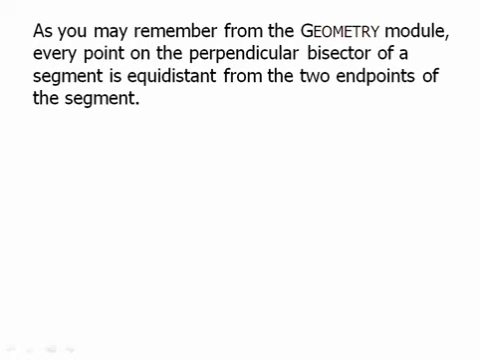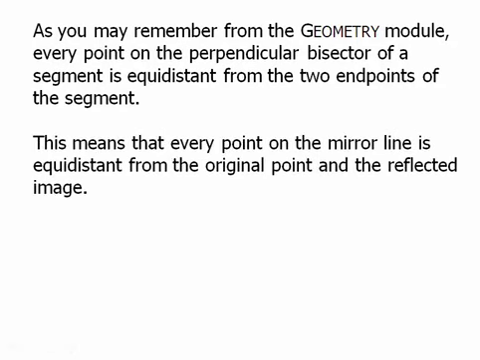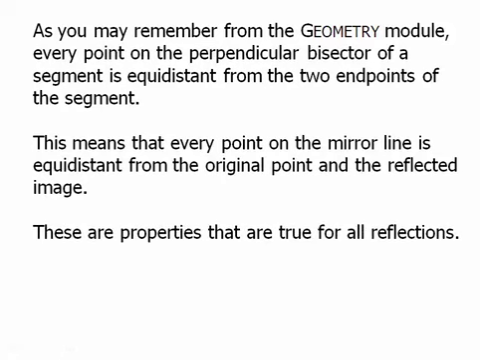As you may remember from the geometry module, every point on the perpendicular bisector of the segment is equidistant from the two endpoints of the segment. This means that every point on the mirror line is equidistant from the original point and the reflection. These properties are true for all reflections. So these are really big ideas.